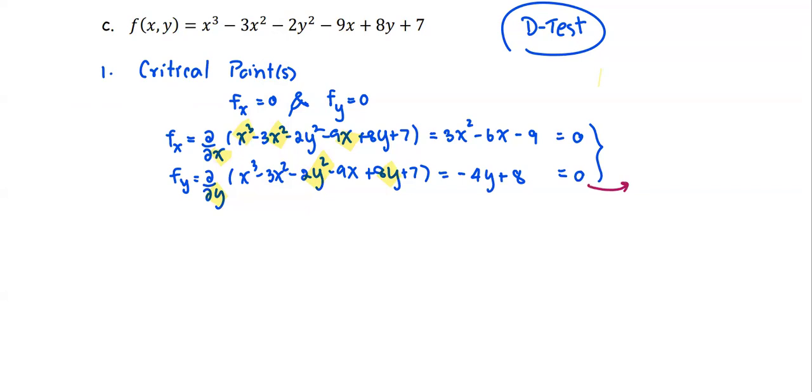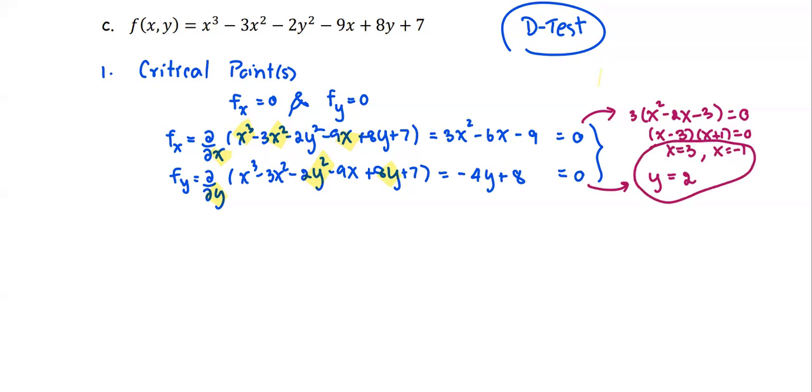For the second one, since negative 4y plus 8 equals 0, we can see that y equals 2. And for the x equation, 3x squared minus 6x minus 9, we're going to factor 3 as a common factor, to make it convenient to factor and look for the x value. Now we can factor completely as the product of x minus 3 and x plus 1. Then we get x equals 3, x equals negative 1.